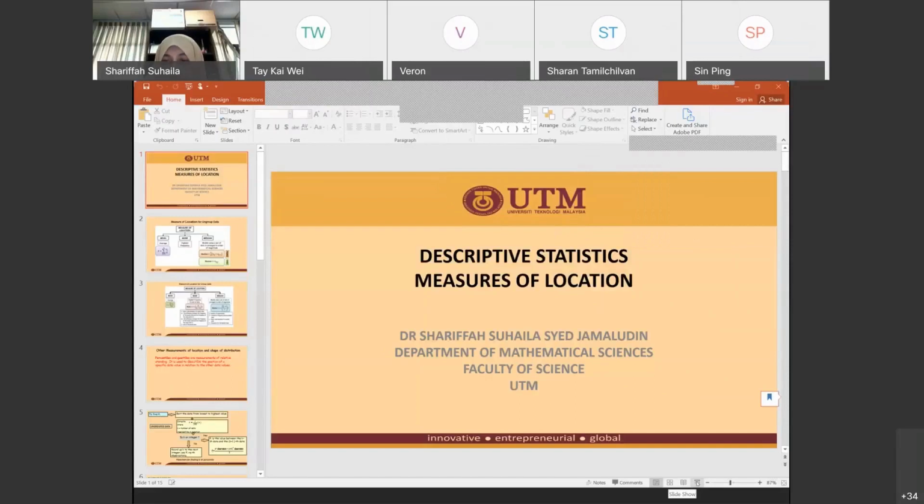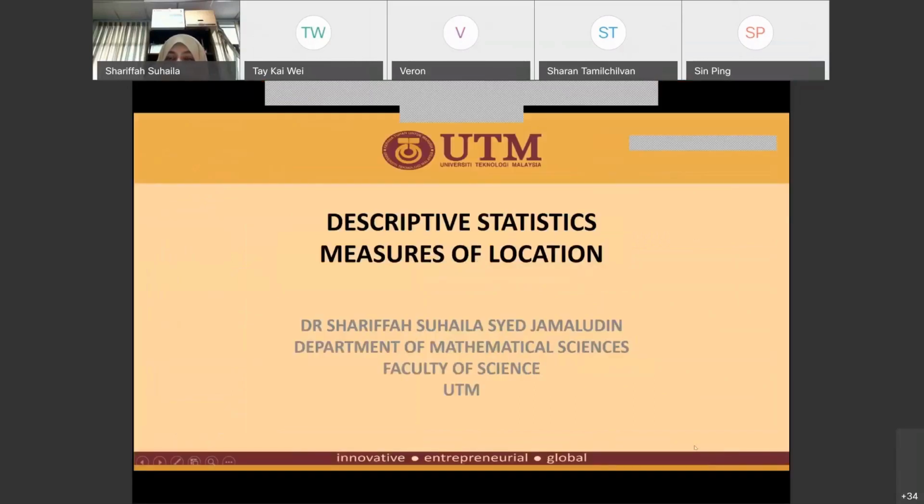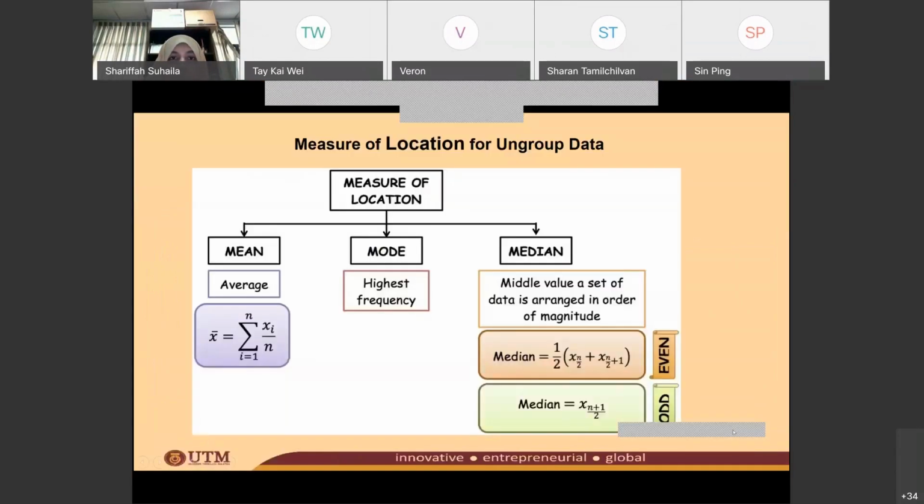Descriptive statistics, still descriptive statistics, but now you have measures of location. Again, the formula for ungrouped data. We already have the mean, mode, and also the median. Sometimes this is known as a measure of central tendency, and it is also known as a measure of location.